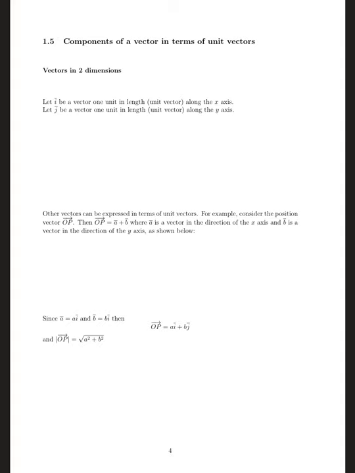Now we're going to break down vectors in terms of their components. We'll start in 2 dimensions. It's a bit like your x and y axes in coordinate geometry. So I'm going to introduce 2 vectors, 1 unit in length each. There's i, which is in the x direction, or along the x-axis, and j in the y direction. And these both have length of 1.